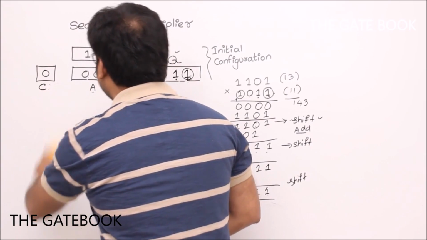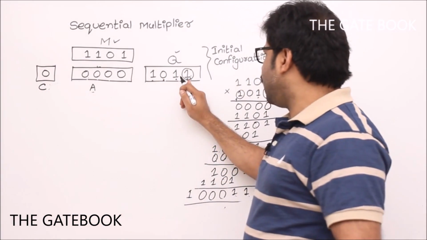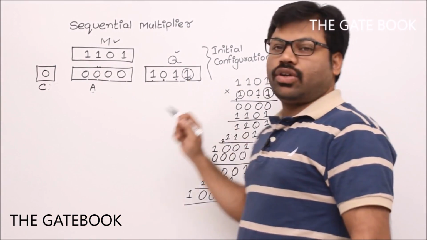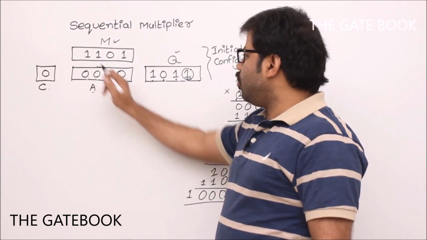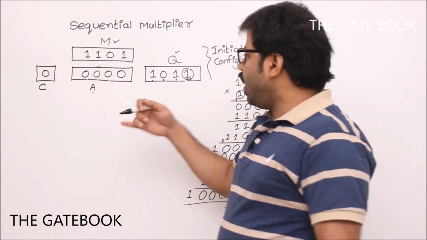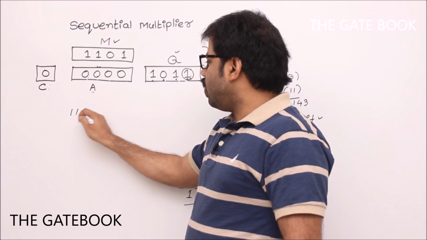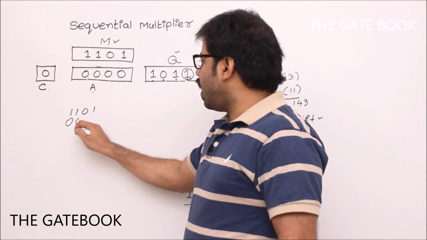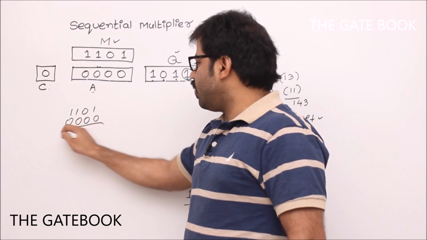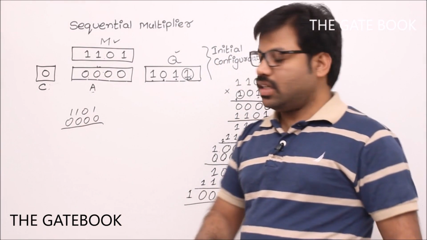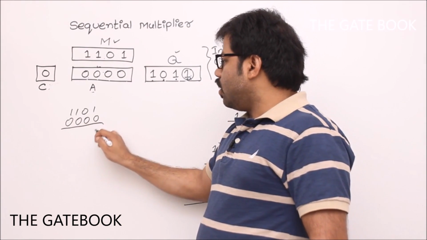Now here, the first step, since this bit is 1, there is a decision circuit. Already I told you that the decision circuit enables the adder. So when the adder is enabled, then 1101 will be automatically added to 0000. In such a way we have to connect these two and add these two in the adder. Okay, now what do you get?